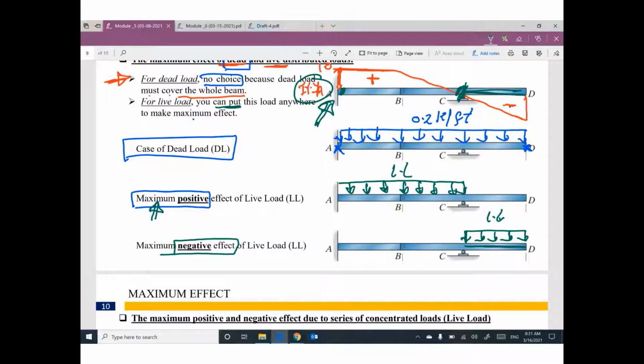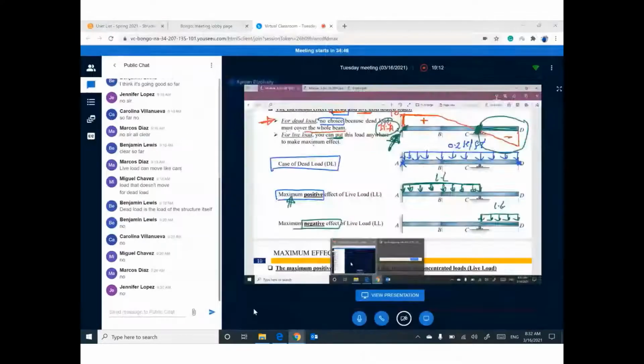If you would like to get the maximum positive effect, go ahead and look at the diagram, find the positive part of this diagram, and put your live load only under this part of the diagram. Then you can get the maximum positive. The same for maximum negative. Is it clear? Do you have any question for this point?